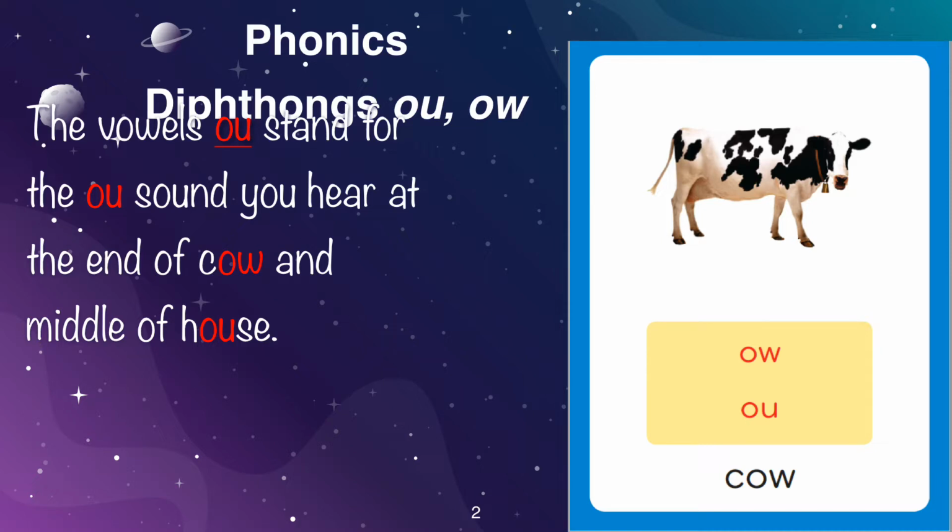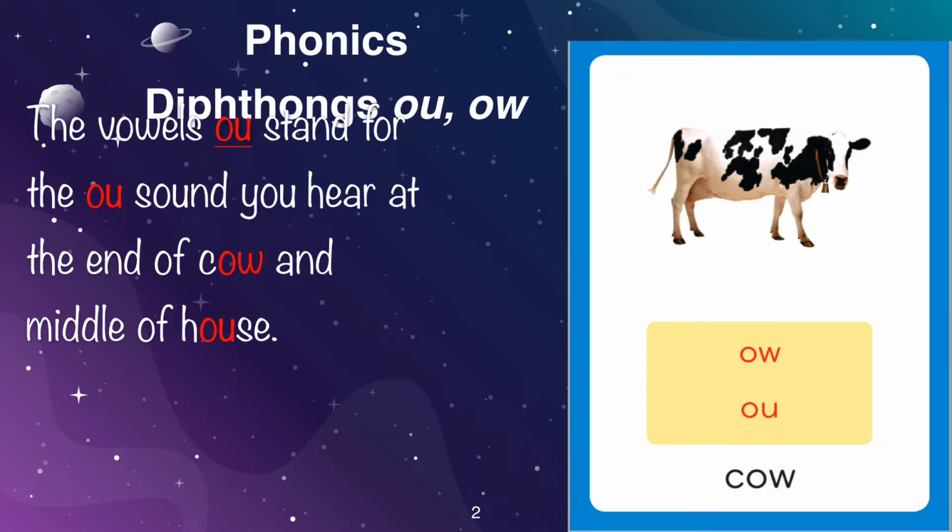Alright everyone. So as usual, whenever we start a new lesson, we always start with the phonics. And today's lesson is diphthongs, OU and OW. The vowels OU stand for the OU sound you hear at the end of cow and in the middle of house. Okay? Cow and house. These are diphthongs. OU and OW are diphthongs, like in the words cow and house.